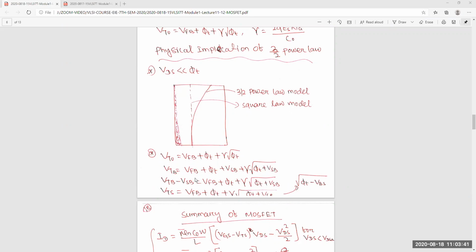For the same particular voltage, in this case the surface charge will be less. In this case, surface charge will be more. Yes or no? Yes, sir. Everyone agree with this point? Yes, sir. Already we have discussed these things.